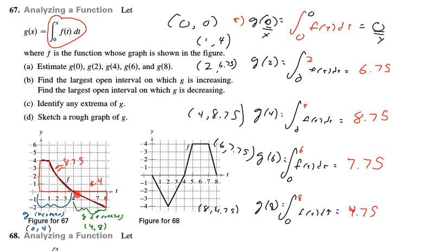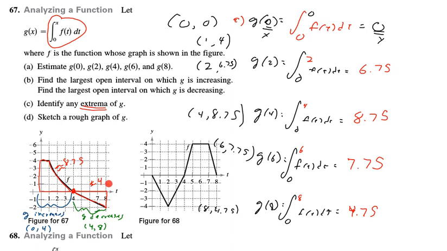Question C, identify any extrema of G. Extrema are the maximums, minimums, maybe any kind of asymptotes, like vertical asymptotes, breaks, holes, various important parts. Most typically, maximums and minimums. And we know there is an extrema at 4. We know that 4 is where the graph stops increasing and starts decreasing. Our graph is growing over here, graph is shrinking over here.